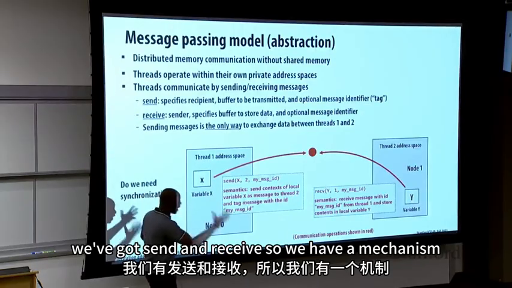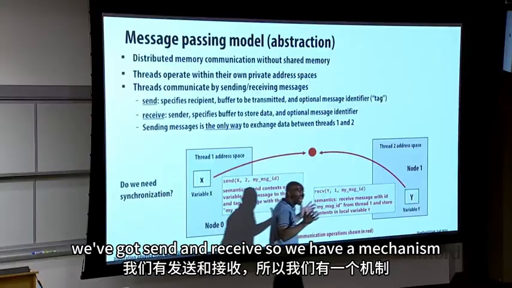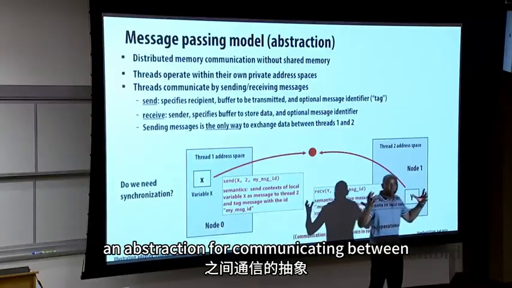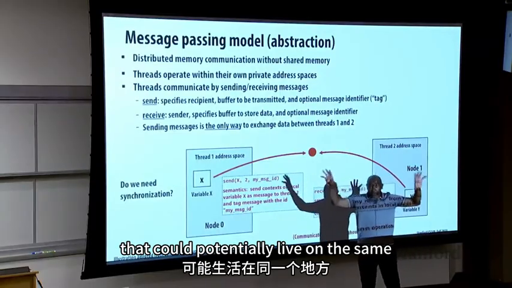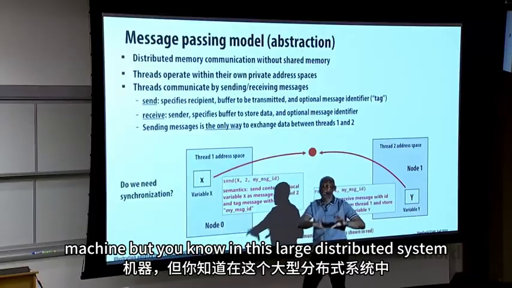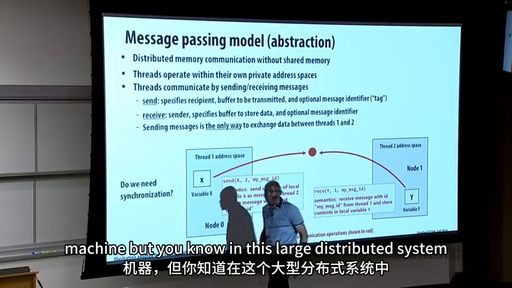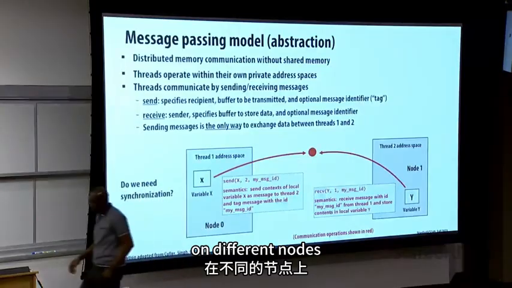Okay, so we've got send and receive. So we have a mechanism, an abstraction for communicating between these separate address spaces that could potentially live on the same machine, but in this large distributed system are typically going to be on different nodes.